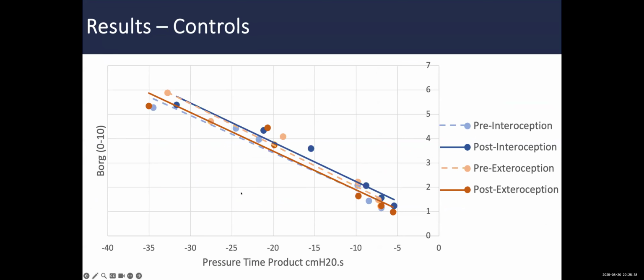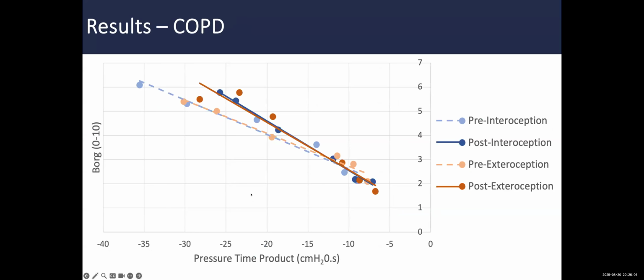Here, we've calculated the pressure time product for each load based on the duration and pressure of the breath through the load. So in controls, we found a decrease post-priming regardless of task type. Borg ratings were lower post-priming than pre-priming for both intraception and the extraceptive control task, but only by 0.1 of a Borg. And we found the same for COPD participants. However, the magnitude of change was greater, with Borg effort ratings decreasing by 0.7 of a Borg post-priming.